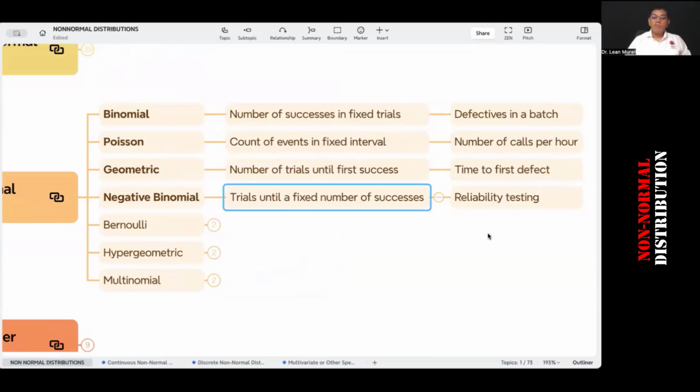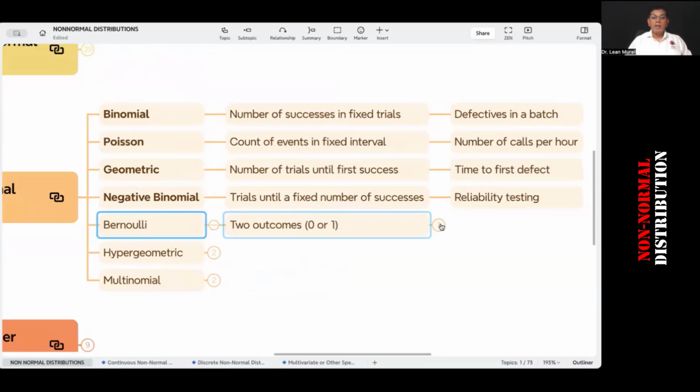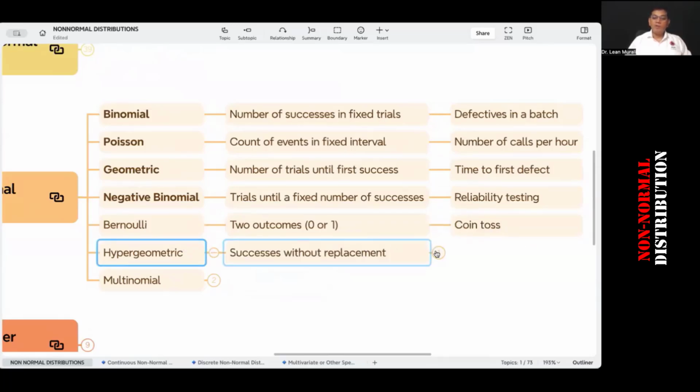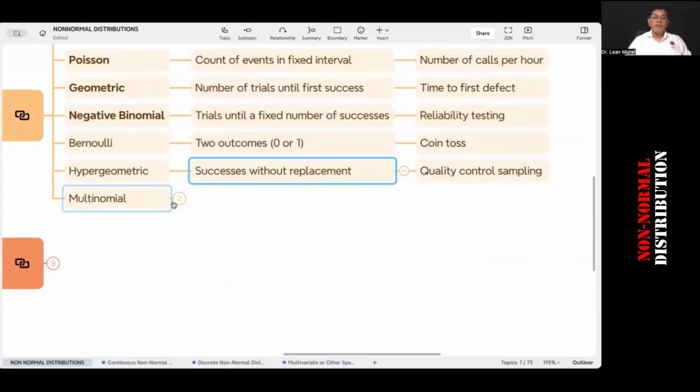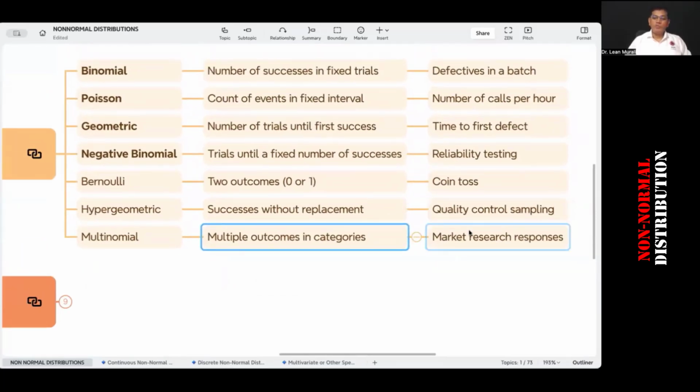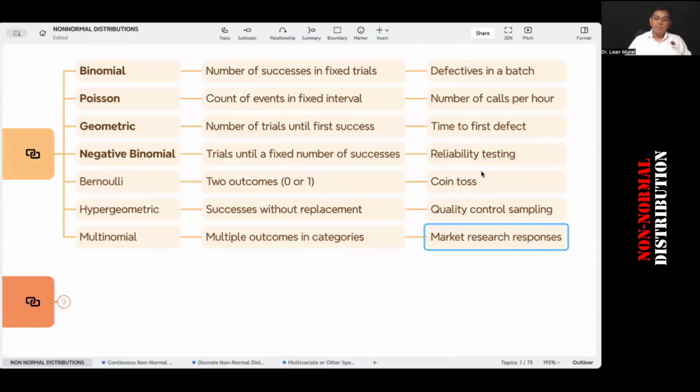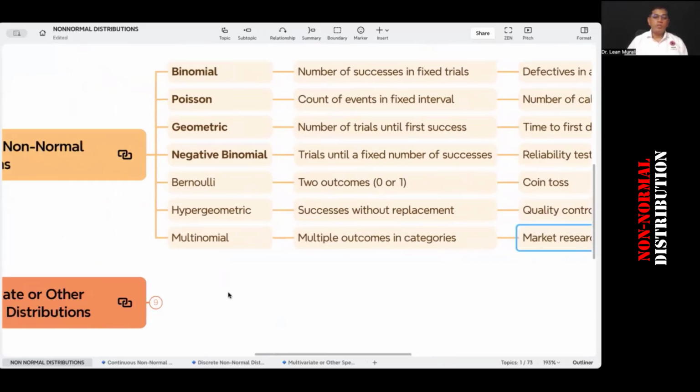Negative binomial is again reliability testing like we have seen earlier, and Bernoulli is coin tossing. Bernoulli's theorem we know, and hypergeometric and multinomial are much deeper in research. Okay, so those are the discrete non-normal distributions.